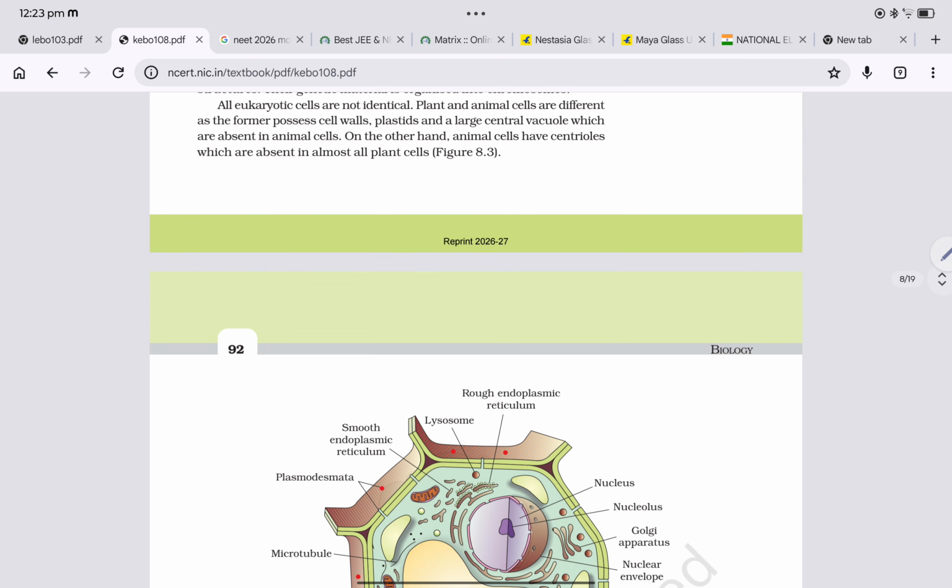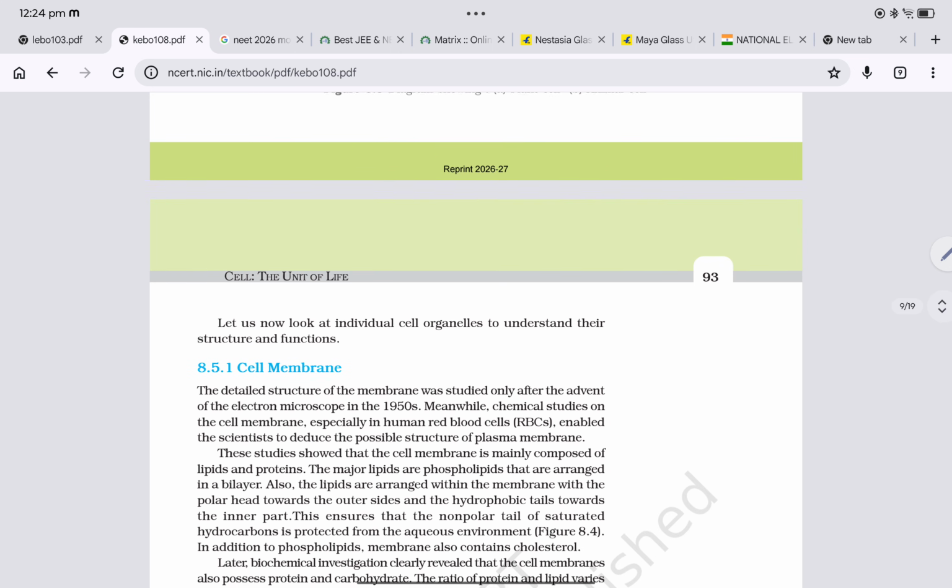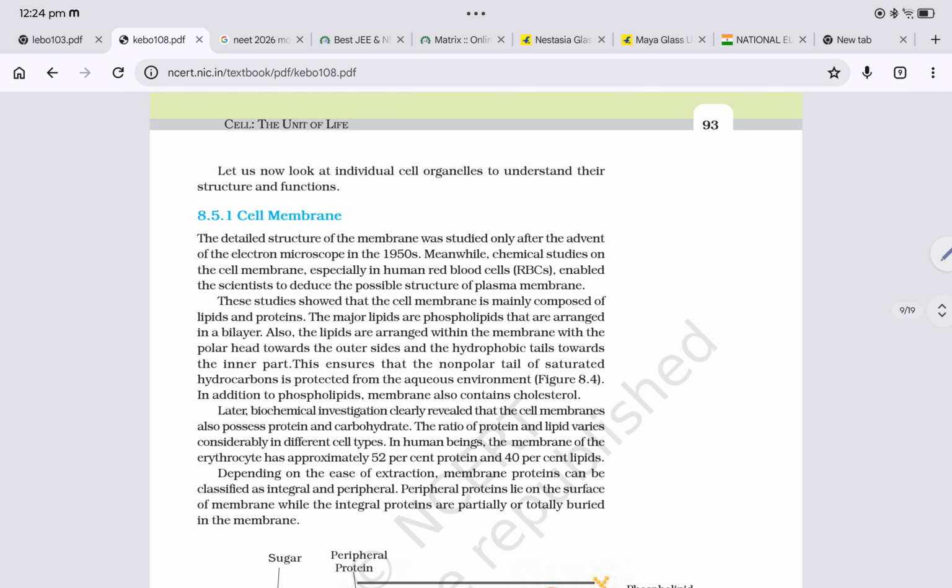All eukaryotic cells are not identical. Plant and animal cells differ, as the former possess cell walls, plastids, and a large central vacuole, which are absent in animal cells. On the other hand, animal cells have centrioles, which are absent in almost all plant cells. Let us now look at individual cell organelles to understand their structure and function.